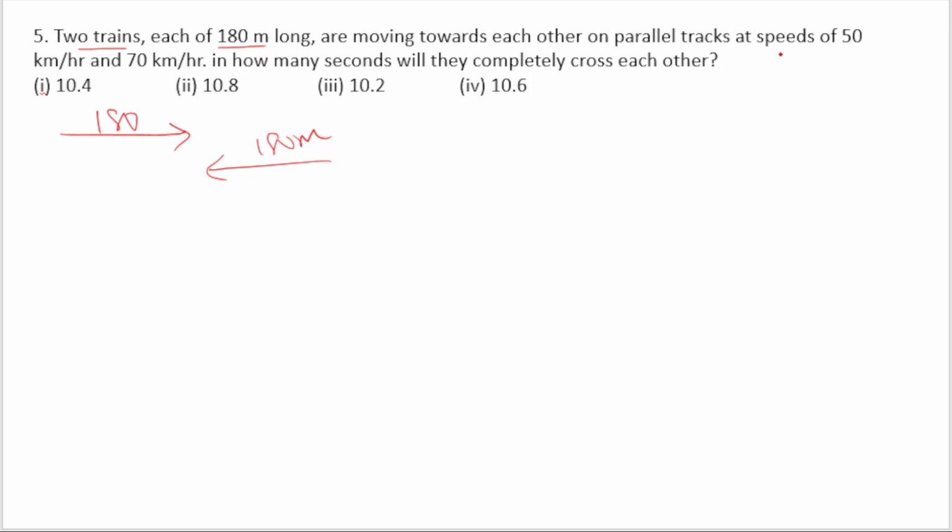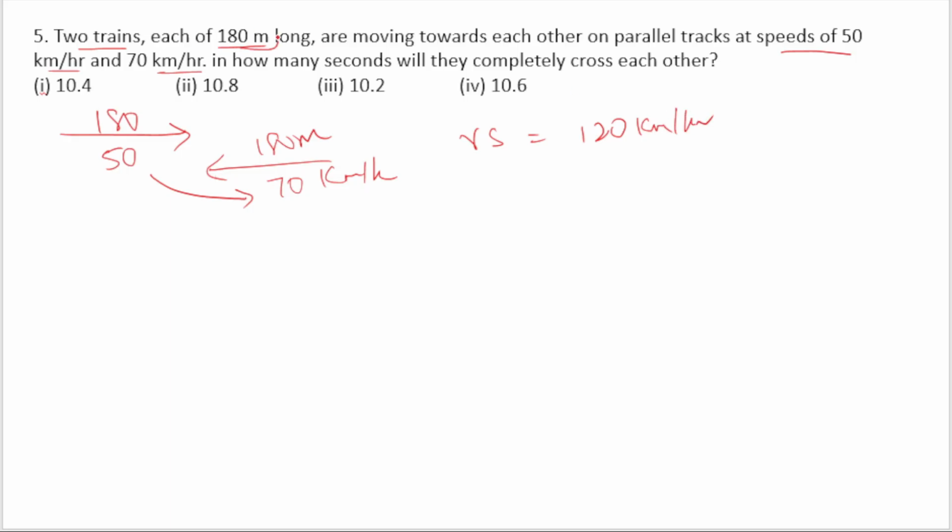And they are moving on parallel tracks at speeds of 50 kilometers per hour and 70 kilometers per hour. The first train is moving with 50 kilometers per hour. The second one is moving with 70 kilometers per hour. In how many seconds will they completely cross each other? See here, what is the relative speed? Relative speed is the sum of these two speeds because the two trains are traveling in opposite directions. It is 50 plus 70, 120 kilometers per hour.